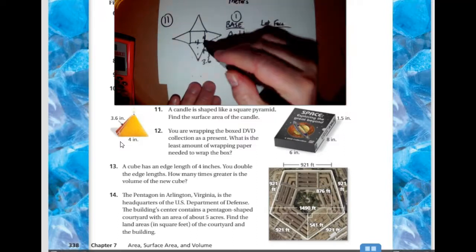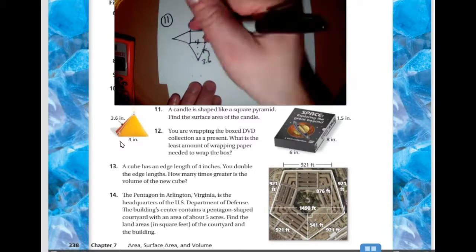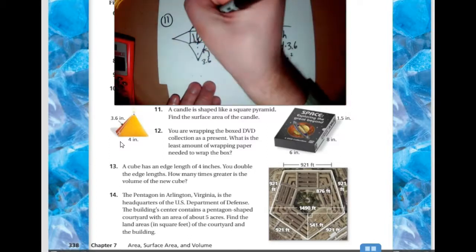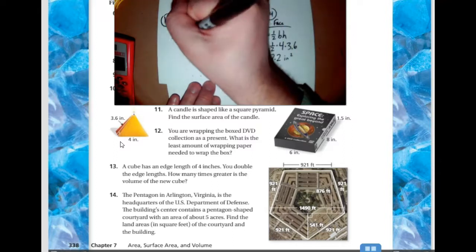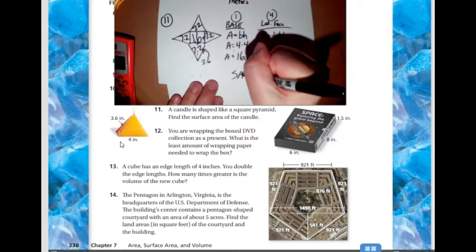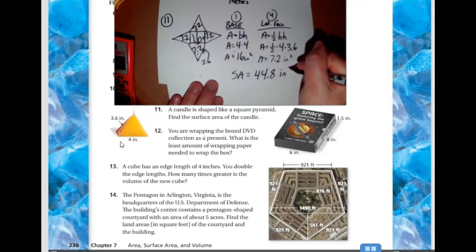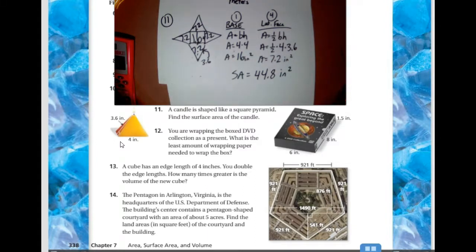Remember, there's one base, there it is, and there are 4 lateral faces. If it helps you, maybe you want to write in 16 here and 7 2/10 in all of these. You can do that if you'd like to. At the end of the day, I'm adding up 7 2/10 4 times, so multiplying it times 4, and then I'm adding that with 16. When I add those all together, I end up with an answer of surface area equals 44 8/10 square inches. That would be the surface area for number 11.